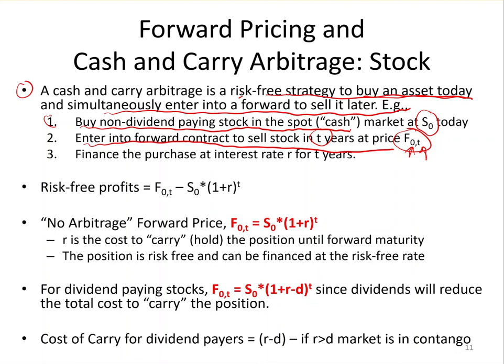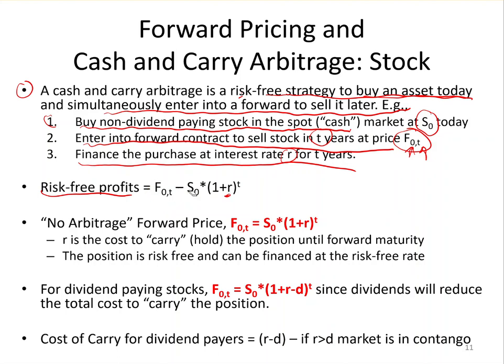Then, for this to be an arbitrage, you don't use any of your own money. You will finance the purchase of today's stock at some interest rate R for T years. So you now own the asset, you have a loan on the asset at interest rate R, and you have a forward contract to sell the asset, say, T years from now. Here's your risk-free profit. You know you're going to sell it next year at F0T. You already bought it at S0, and you're going to pay R interest.